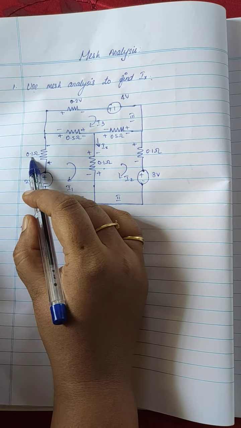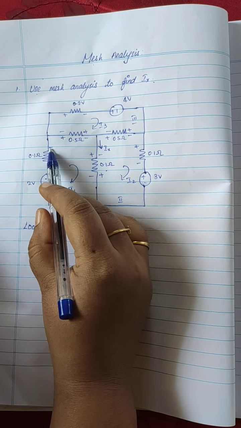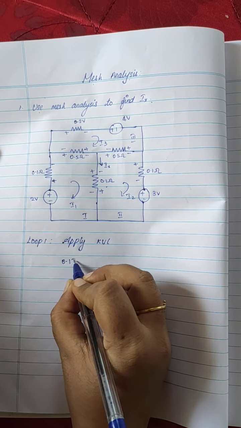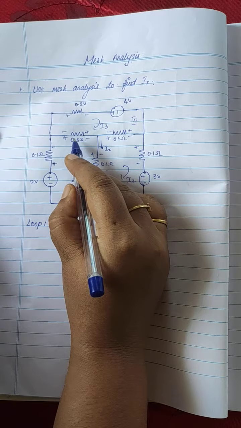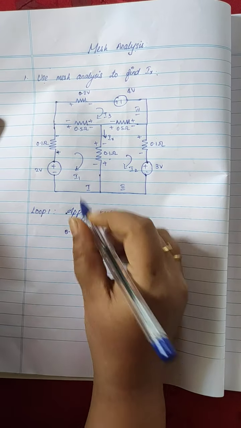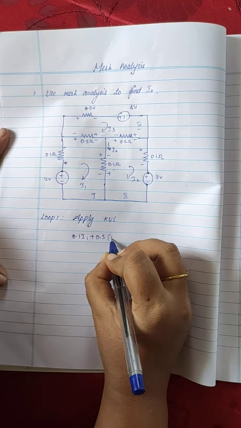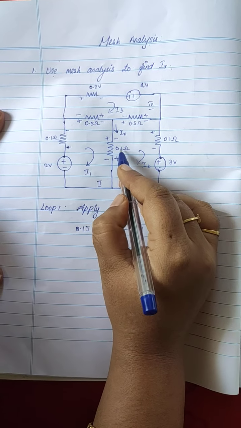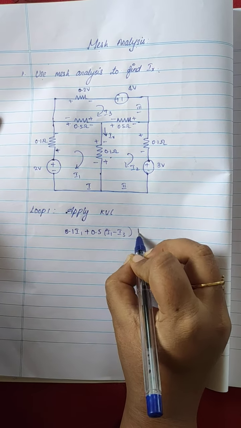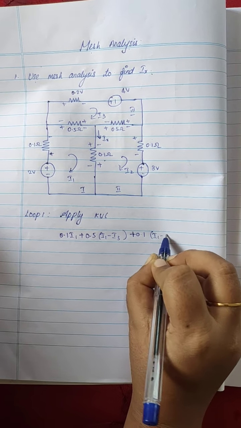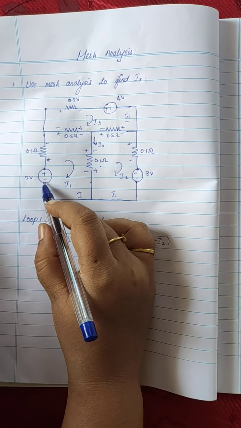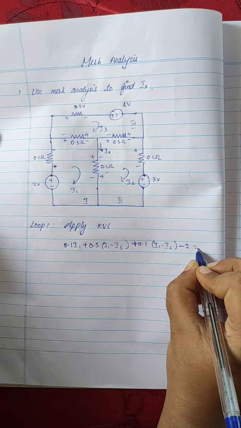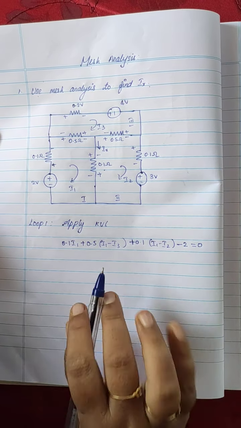I am going to start from the 0.1 resistor. The current direction is plus to minus, so I take plus 0.1, and the current is I1. Similarly for 0.5, plus to minus, so plus 0.5. The 0.5 is between I1 and I3, so I take the current as I1 minus I3. Similarly for the other 0.1, plus to minus, it is between I1 and I2, so plus 0.1 times I1 minus I2. After that the battery source is minus to plus, so minus 2 volts, which is equal to 0. So potential rise equals potential drop.